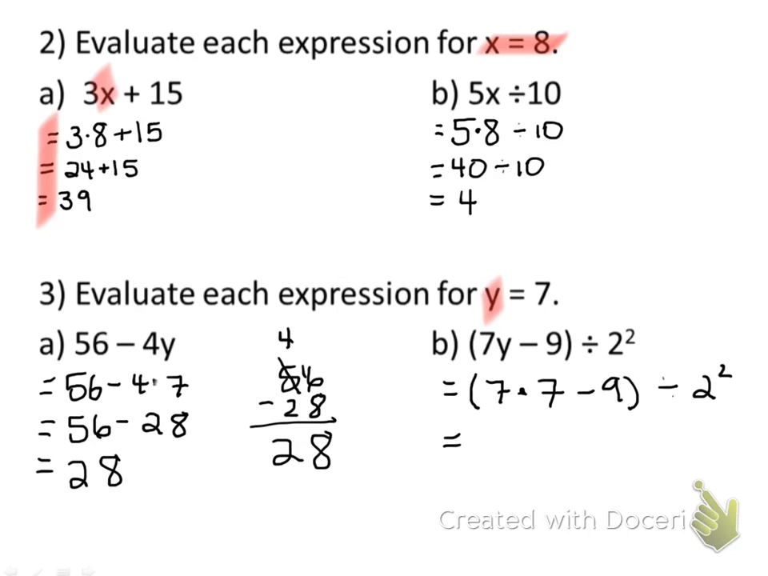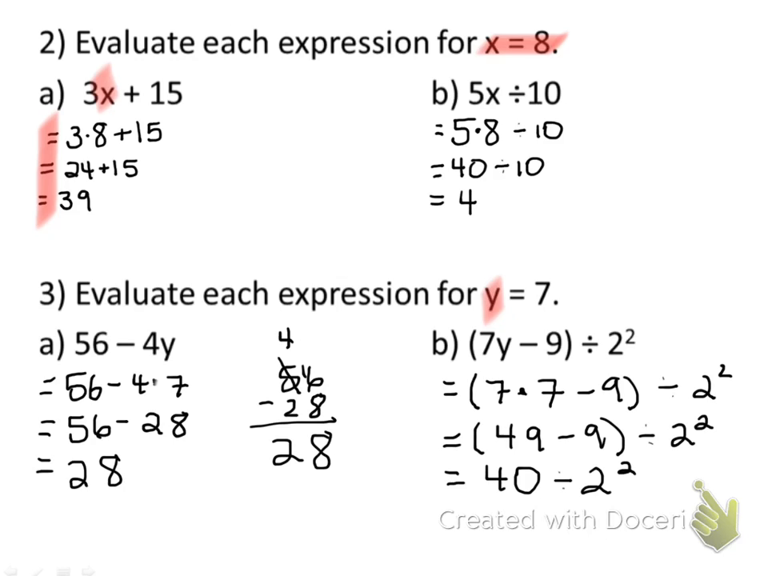The first step in PEMDAS is parentheses. So I'm going to solve what's in the parentheses first. Inside the parentheses, I have both multiplication and subtraction. Well, multiplication comes first, so I'm going to multiply first. 7 times 7 is 49. I still have parentheses, so I'm going to keep going with that. 49 minus 9 is 40. Now that we just have one number left, I'm going to leave it. We'll write divided by 2 squared.